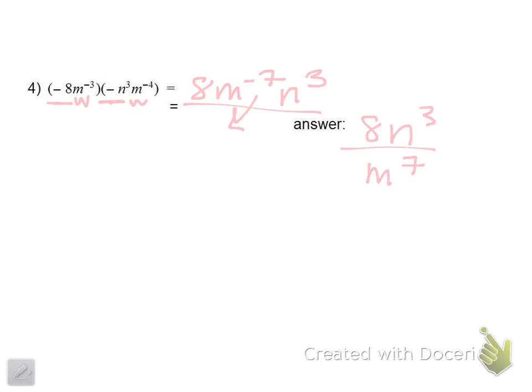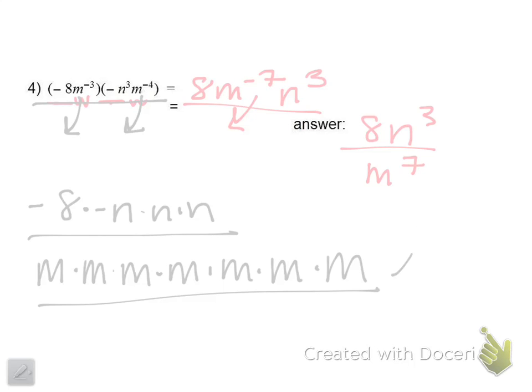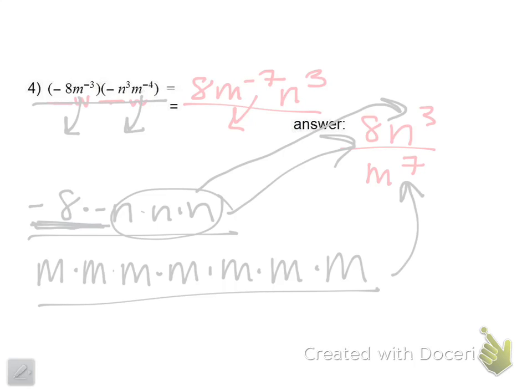So let's go ahead and write it out the long way. So we've got negative 8. Got to drop this one and drop this one. So we still have our negative n times n on top. And then m times m times m times, 1, 2, 3, 4, so we've got 7 m's on the bottom, which is the same here. 3 n's on top, which is the same here. And negative 8 times negative 1 gave us that positive 8 right there. So there's my answer.